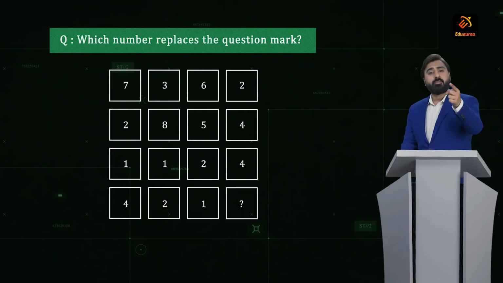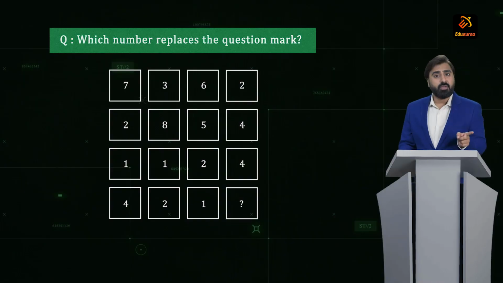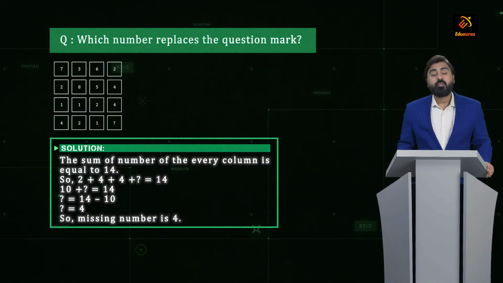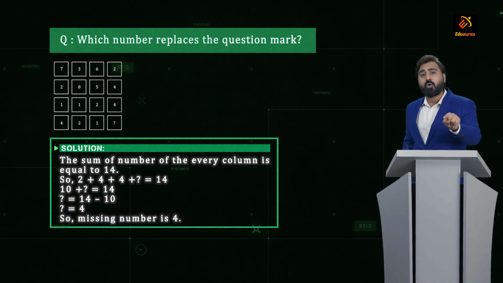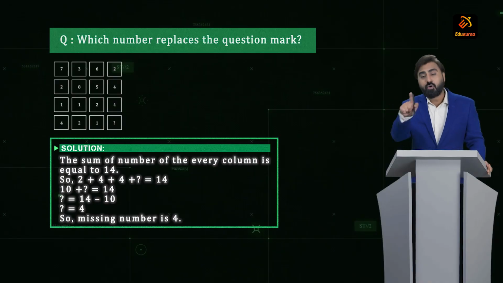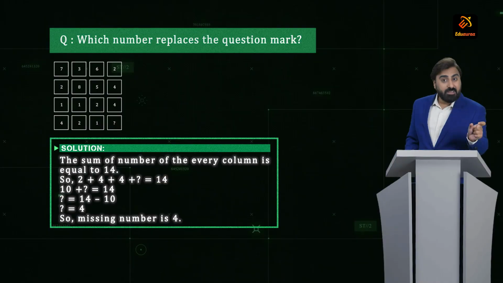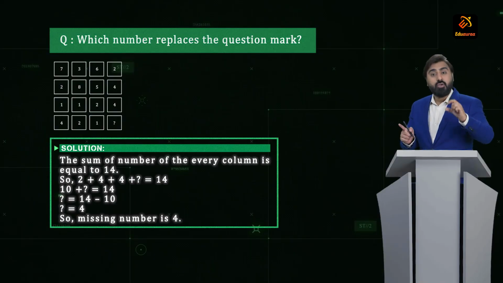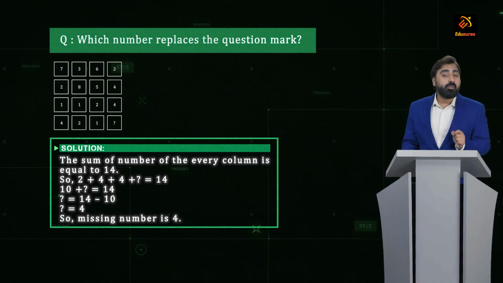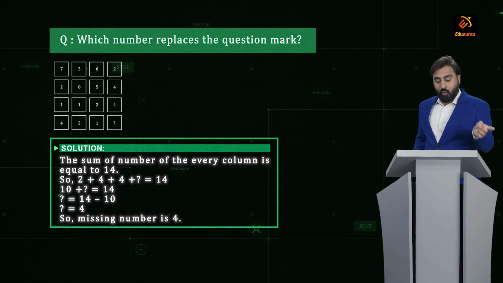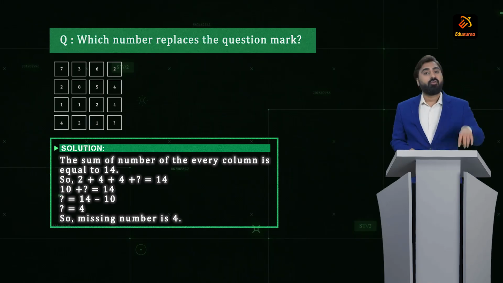Third column, 6 plus 5 plus 2 plus 1. 6 plus 5, 11, plus 2, 13, plus 1, 14. The first three columns are matching. That means the addition of numbers in the fourth column should be 14, right? So 2 plus 4 plus question mark is equal to 14. So 2 plus 4, 6 plus 4, 10 plus question mark is equal to 14. So that means the missing number will be 14 minus 10, which is nothing but 4. So what is the missing number, students? The missing number is 4.